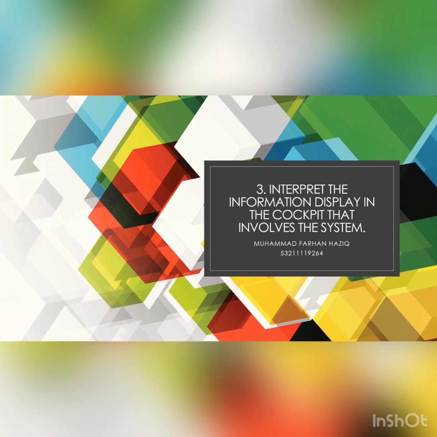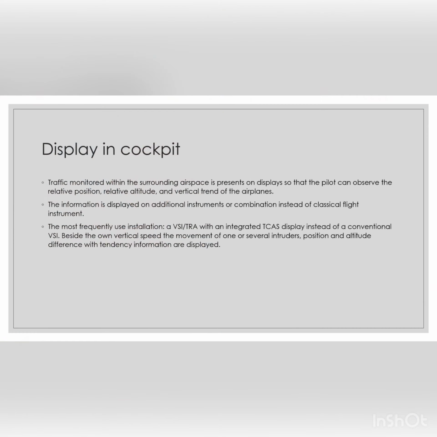Going through question number 3. Interpret the information displayed in the cockpit that involves the system. Display in cockpit: traffic monitored within the surrounding airspace is present on the display so that the pilot can observe the relative position, relative altitude, and vertical trend of the airplanes. The information is displayed on an additional instrument or combination instead of classical flight instruments.